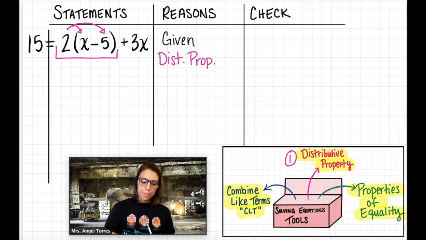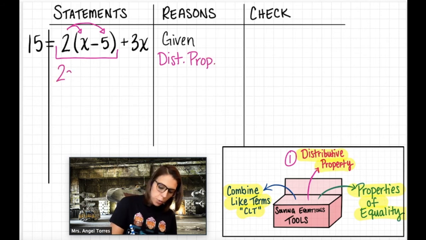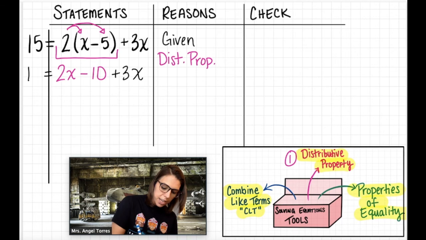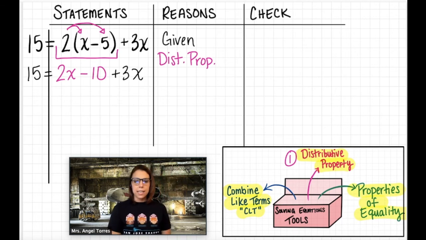So my first step here will be the distributive property. Let's simplify. 2 times x is 2x, minus 2 times 5 is 10. And then I can bring down my other term of plus 3x, and I can bring down the 15 that wasn't affected. So my distributive property tool has been used. I don't have any other parentheses to work with. What tool do you think we would use next? Well, believe it or not, you've got options.